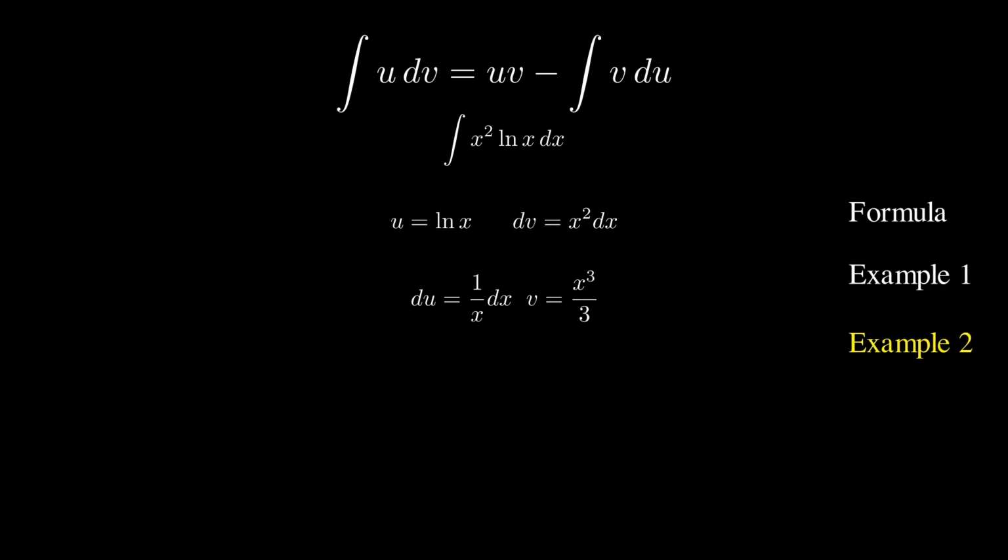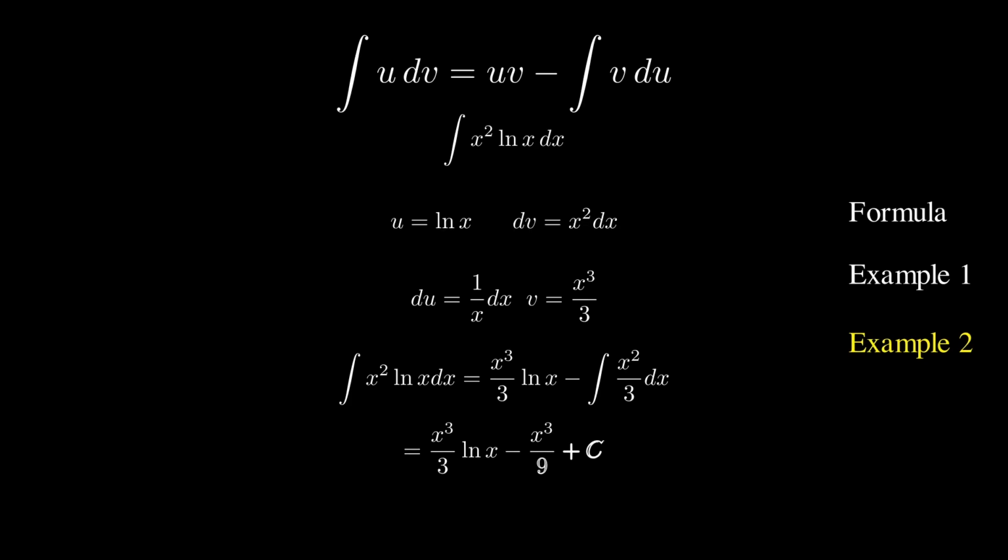Now the integration of x squared ln x dx will be equal to x cubed divided by 3 times ln x minus the integration of x squared over 3 dx. Then the final answer would be x cubed over 3 times ln x minus x cubed over 9 plus c. And watch for the constant and don't forget it. This is a common mistake that many students make.